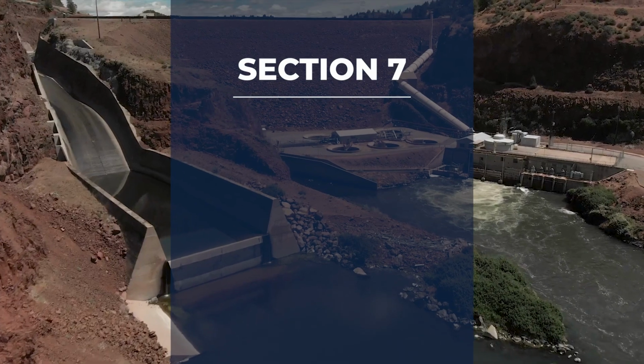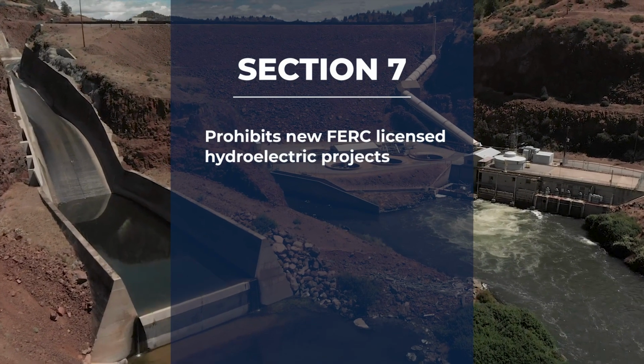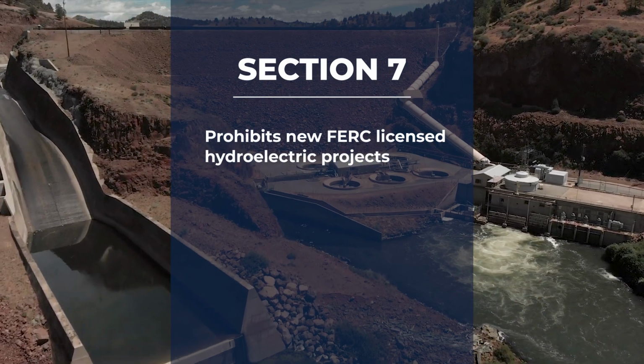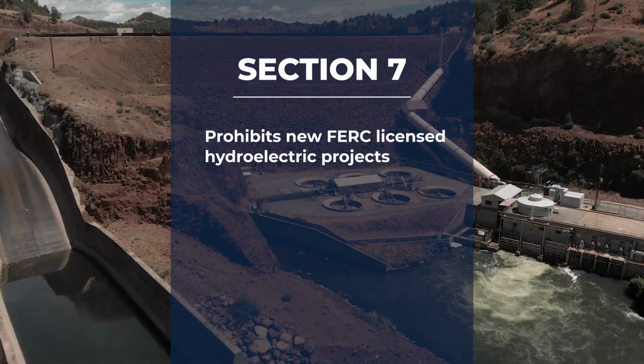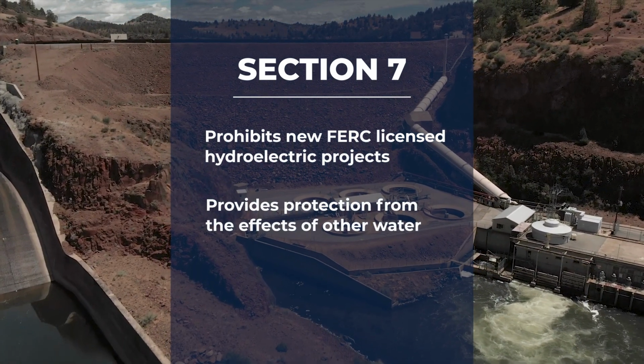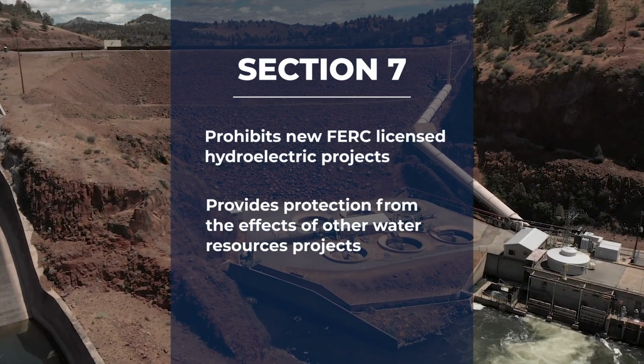While Section 7 applies to both designated and study rivers, this video will focus on designated rivers. Section 7 prohibits new Federal Energy Regulatory Commission, commonly referred to as FERC, hydroelectric projects, while providing protection from the effects of other water resource projects.